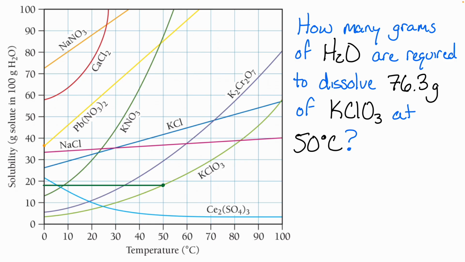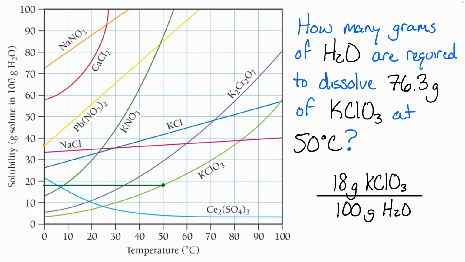All right, so what do we think? 18, 19, 17, somewhere in there, okay? We got a little bit of wiggle room on that. That last digit is not certain. It's an uncertain digit. So any one of those would have been perfectly fine, okay? So I'm going to say it's 18 for the sake of my calculation here, grams potassium chlorate per 100 grams of water, right? This is what I grab from that data point on my chart. That's how I build it. Grams potassium chlorate per 100 grams of water.